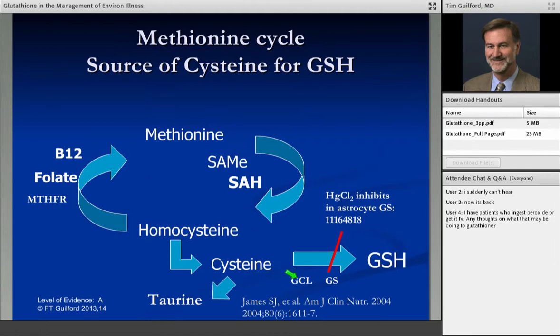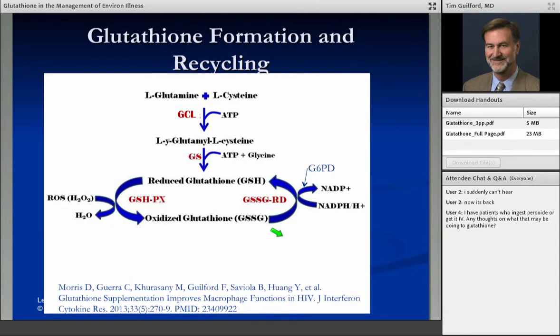Here we have our GCL enzyme and our GS enzyme. And it's interesting to note that mercury chloride, for example, has been shown in vitro studies to inhibit the glutathione synthase enzyme. So here in review again, you have these pathways, the GCL and GS forming reduced glutathione.